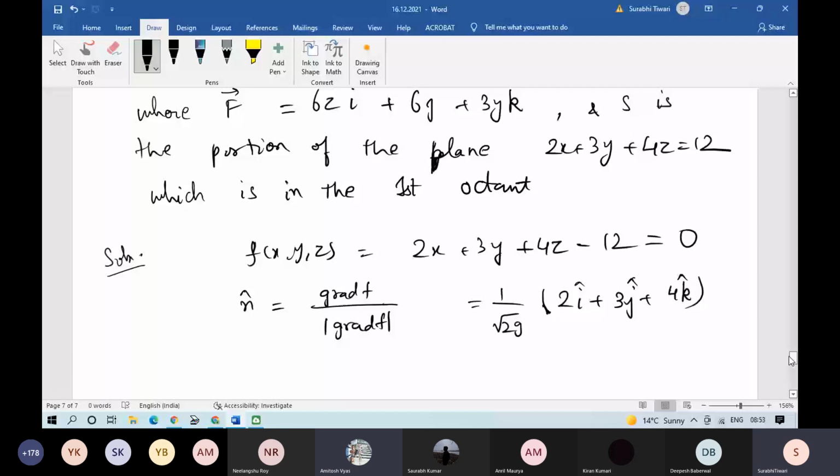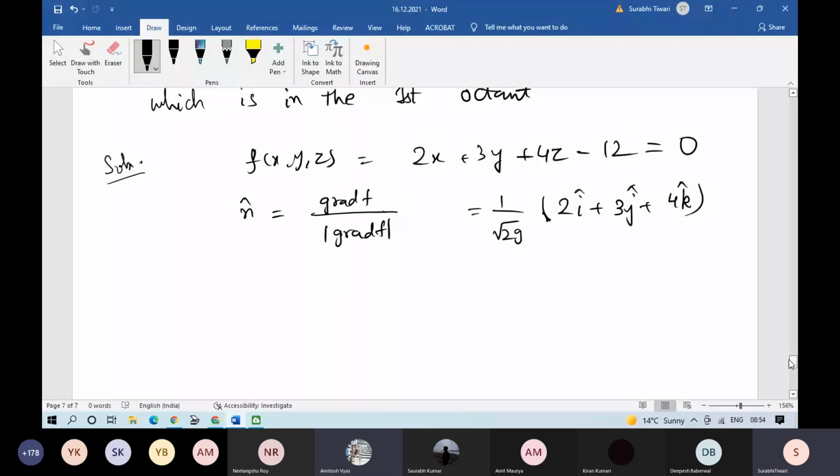Now in the first octant means portion of the plane in the first octant. Now first you have to take the projection of, because you have to calculate the surface integral, you want to come from 3D to 2D. So what will be R? R will be the projection of S on XY plane. I am taking on the XY plane. You can take on any other plane also.